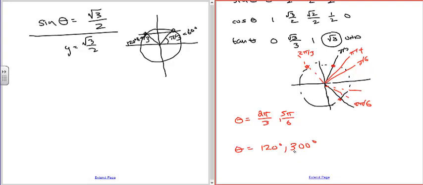Another way to check this is you could take 2 pi over 3 and multiply by 180 and divide by pi. That's the conversion from radians to degrees. You see that the pi's cancel out, so you just end up with 2 times 180 divided by 3. The answer is 120. So that's that. And if you have 5 pi over 6 times 180 divided by pi, the pi's cancel out. So we take 5 times 180 divided by 6.